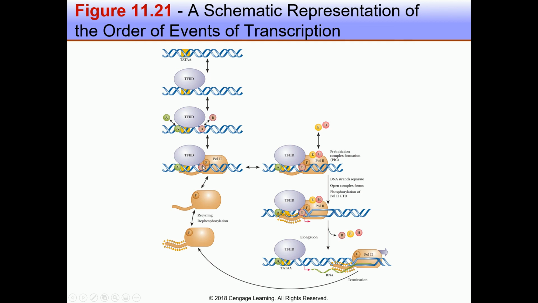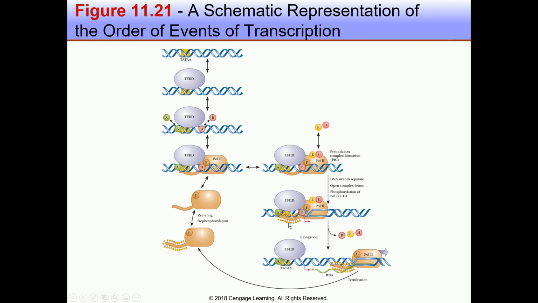So once these transcription factors bind on the promoter, then RNA polymerase 2, because polymerase 2 is involved in the formation of mRNA, is going to go and bind here, and that results in the formation of a pre-initiation complex. When this complex is formed, the DNA strands separate, the open complex is formed, and the phosphorylation of the RNA polymerase 2 takes place.